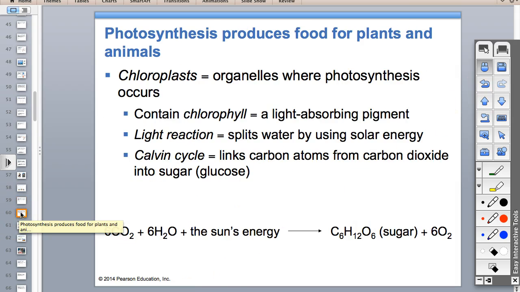So chloroplast is where this happens. There's the chemical reaction for photosynthesis. Of course, it makes sugar and it makes oxygen, and that's why we like plants, because they make our food and our oxygen. Well, they do it for photosynthesis.